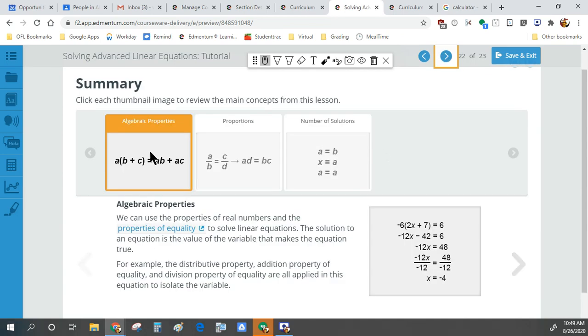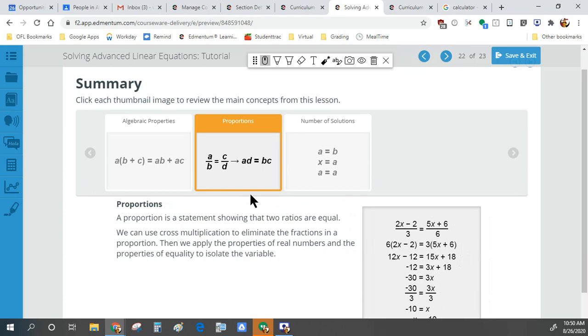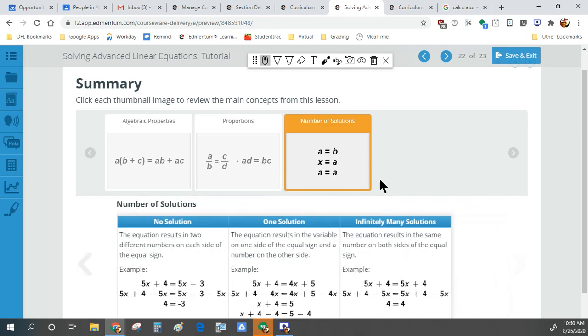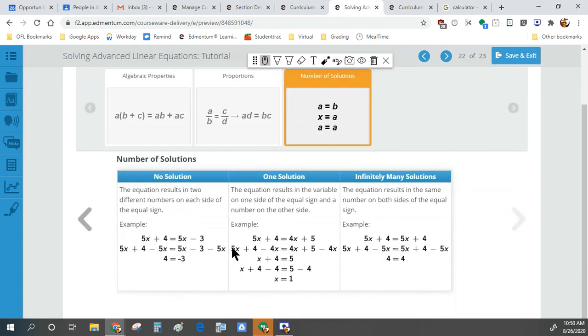Summary. So the summary here is we're going to use the distributive property. When we're doing proportions, we're doing cross multiplication. Fraction equal to fraction, cross multiplication. Solutions. If A equals B, that means that there's no solution. This right here, no solution, never works. X equals A. I'm surprised we were supposed to go over inequalities, but I guess they're just focusing more on how to solve more complicated solutions.